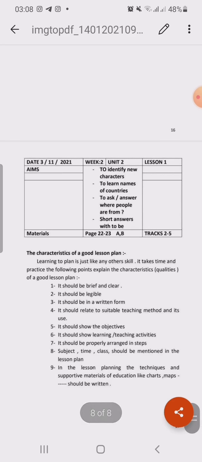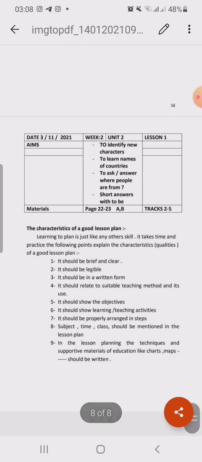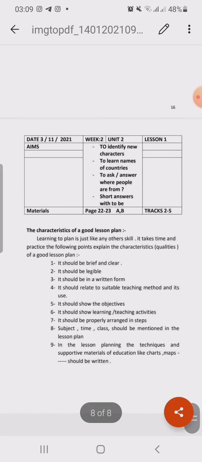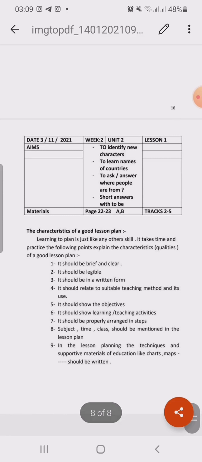Moving to the characteristics of a good lesson plan. Learning to plan is just like any other skill. It takes time and practice. The following points explain the characteristics or qualities of a good lesson plan. Number 1. It should be brief and clear.